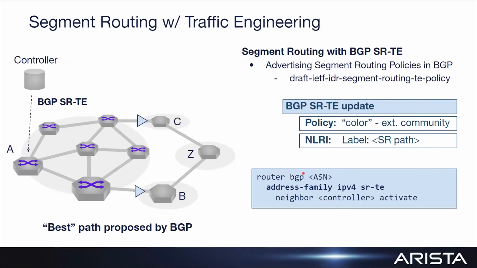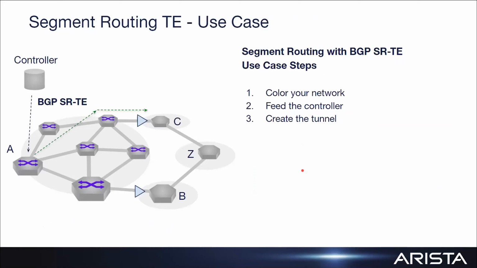So let's look better. So it definitely is better for the high internet scale. So let's maybe look how the use case could look like. And the high-level mechanism is, well, pretty simple. First, you need to color your network, then feed the controller with the valid information, and finally create your tunnel.